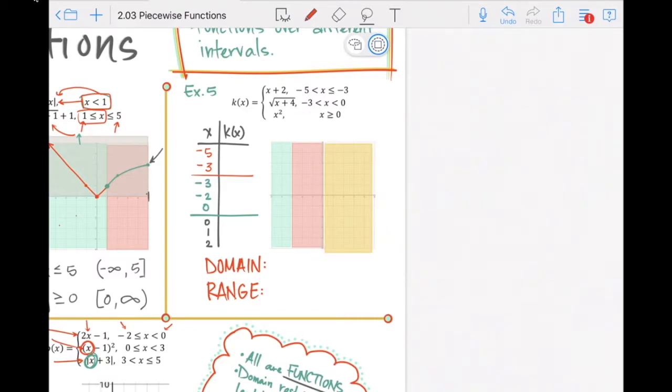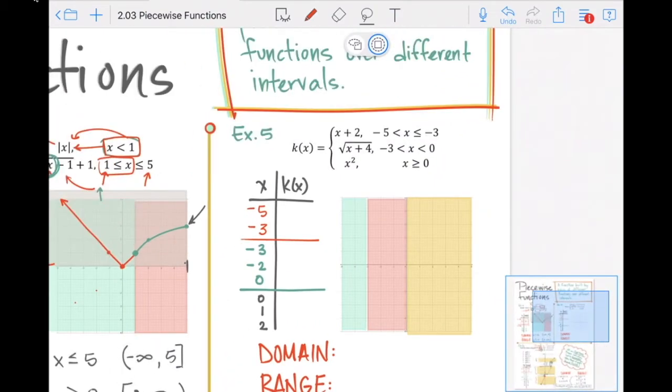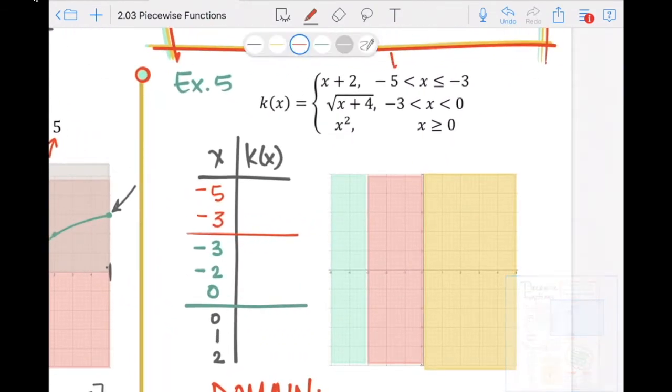So for our first interval, again, we're dealing with a linear function, or portion of a linear function, so we only need to plug in 2 points to find the shape. Definitely plug in the points that are associated with the restriction. So if I plug in a -5 for x right here, -5 plus 2 is -3, and -3 plus 2 is -1. So now let's go ahead and plot those points. So -5, -3 is going to be right here, and -3, -1 is right here. And I can connect my dots with a line.